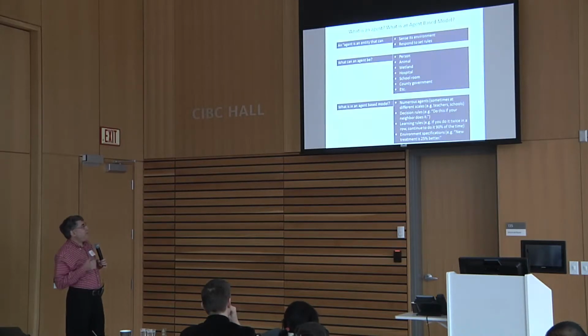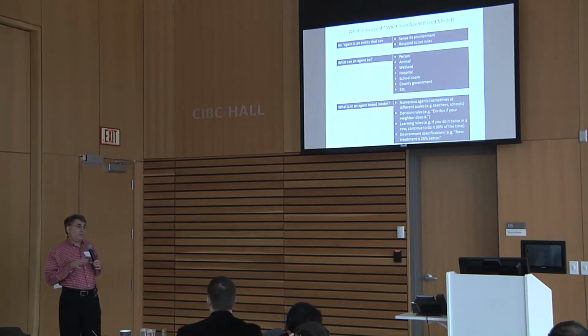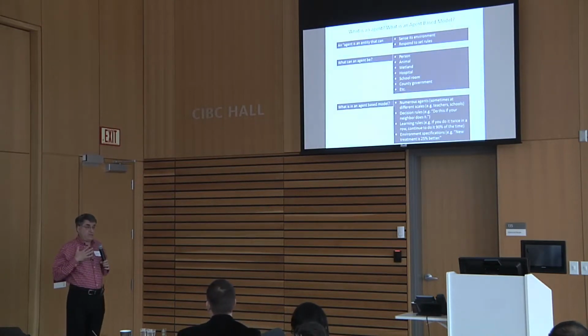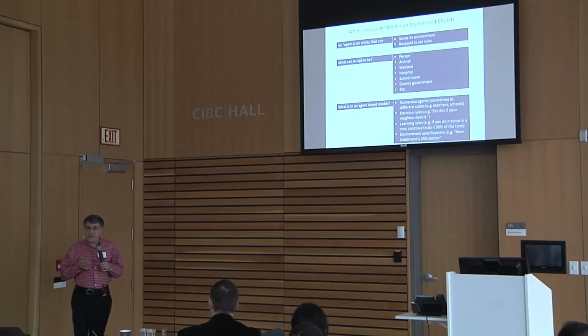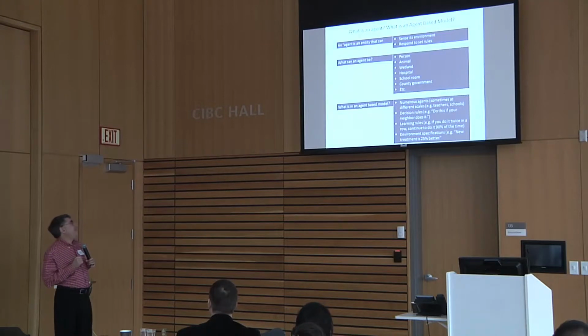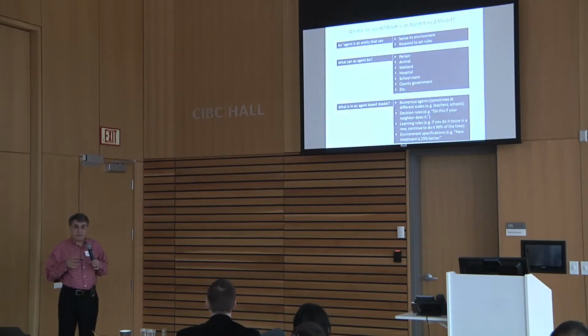What can an agent be, right? A person, an animal, a wetland, a hospital, a school, a county government, okay? I need to be careful because usually when you say agents, especially for someone like me, because I'm a psychologist by training, I'm not a psychologist by trade, you tend to think about people or maybe small groups of people. But in this world of ours, an agent can be whatever you need it to be in our system.